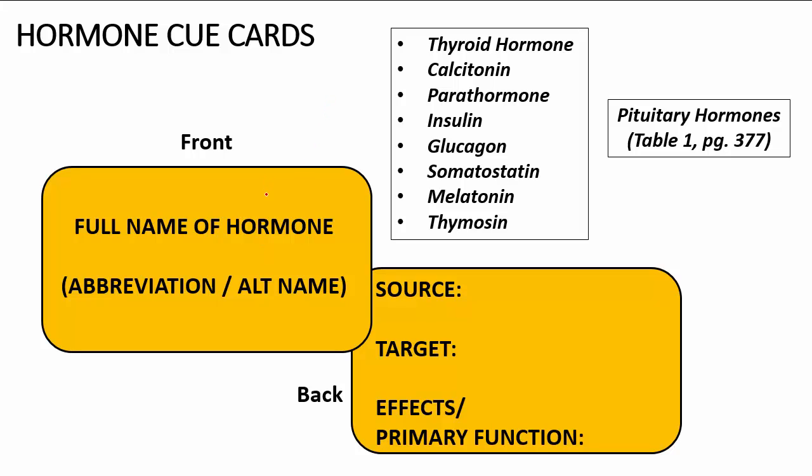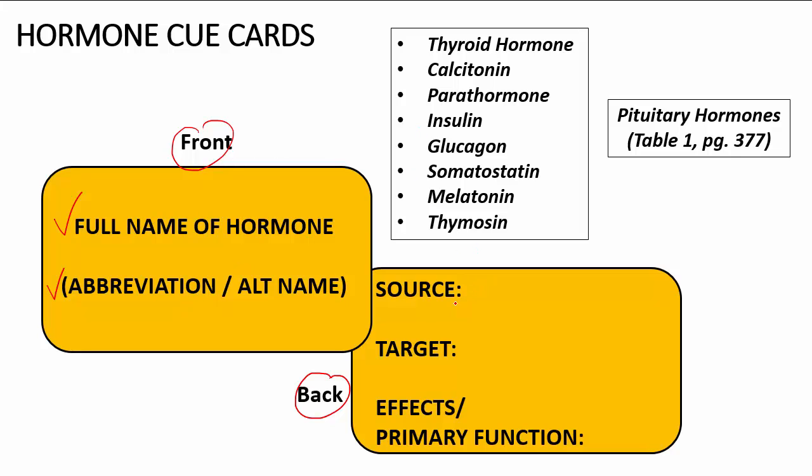Now, this represents one cue card, the front of the cue card here, and the back of the cue card here. And what I want you to do is on the front of the cue card, write the full name of the hormone, watch your spelling, get it right, and then any abbreviation or alternative name that there might be. So for example, parathormone over here is the full name of the hormone, and then the abbreviation is PTH. And if you want to write parathyroid hormone, you could do that as well. Some of them will have just one name and no abbreviation, and others will be different.